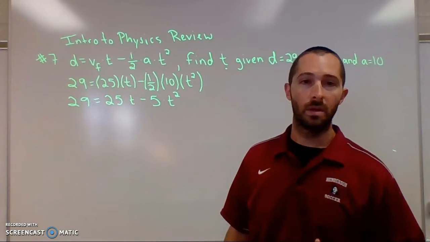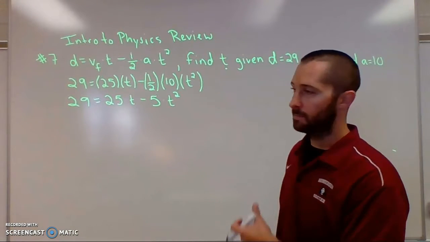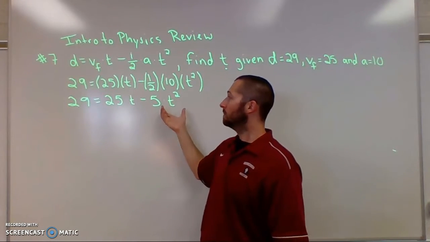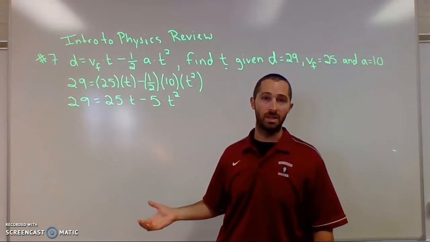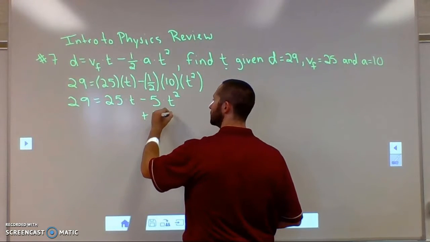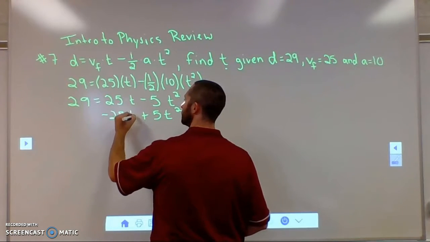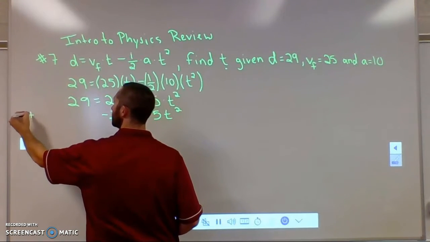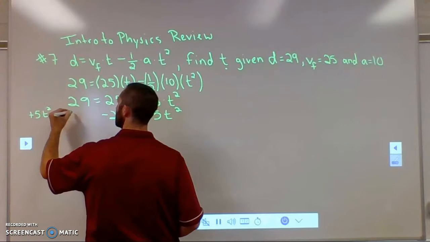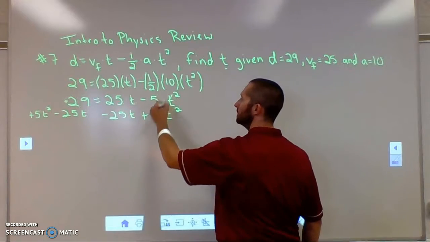Next step, once I identify that it's a quadratic, I'm going to move all the terms to one side of the equation, and the other side will be 0. I know it's a little bit more work, but I like to move my terms over so that my leading coefficient is positive. So I'm going to add 5t squared to both sides, and subtract 25t from both sides. So add 5t squared, subtract 25t, and this is a positive 29.